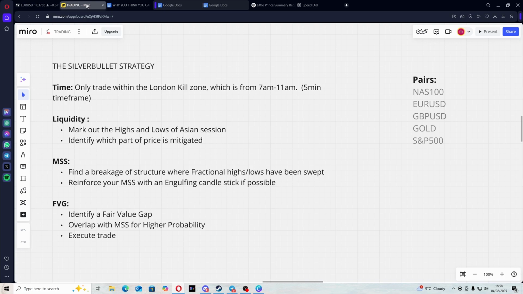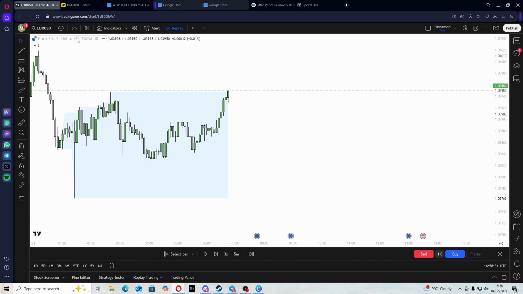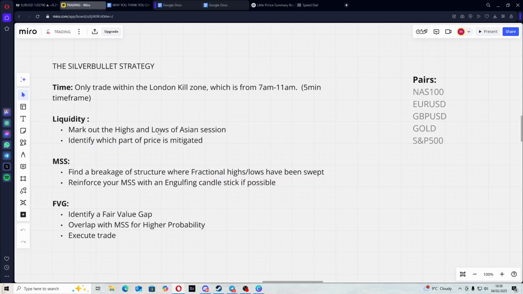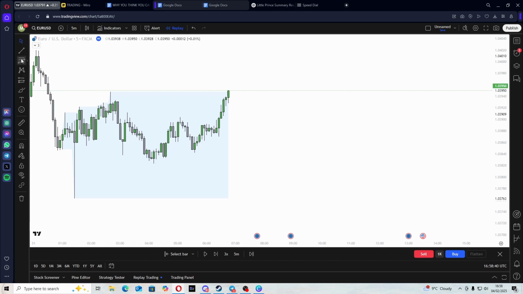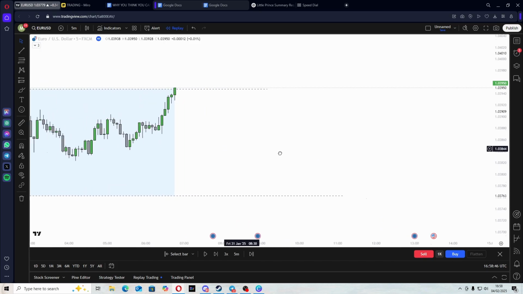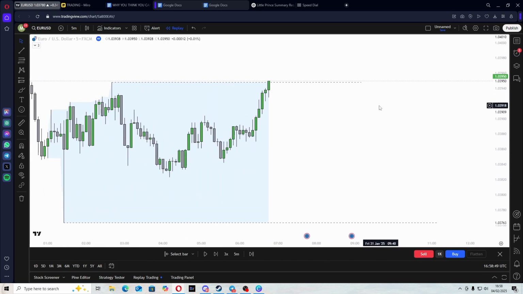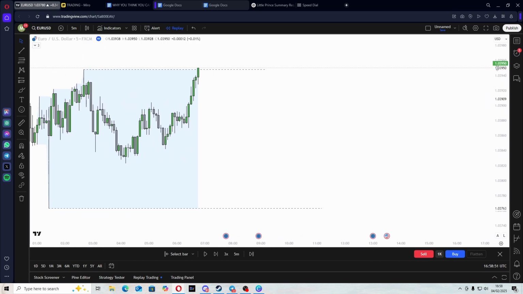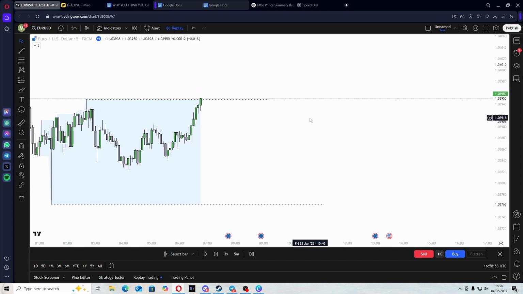We're going to be using the Silver Bullet strategy, where we only trade within the London kill zone, which is from 7 a.m. till 11 a.m. You can see right here, 5-minute time frame, and we're going to just mark out the 7 to 11. What you're going to do is mark out the highs and lows of the Asian session and figure out which side gets mitigated first. These are the highs and these are the lowest of lows. Both of these are levels of liquidity, which is why we even mark them out in the first place, because liquidity means price will actually have buying or selling pressure towards a side.